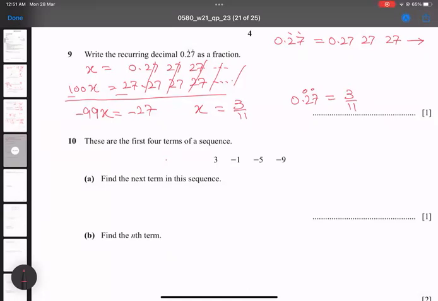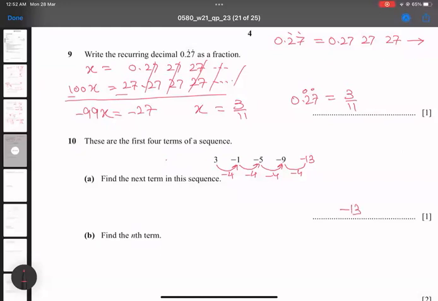These are the first 4 terms of a sequence. Find the next term and the nth term. For the next term, we have to check it first. You can see that if I do -4, I get the next term. From here I go -4, I get the next number, -4, I get the next number, and then the next number, -4. So it means I get -13. All right, this is clear. So the next term is -13.